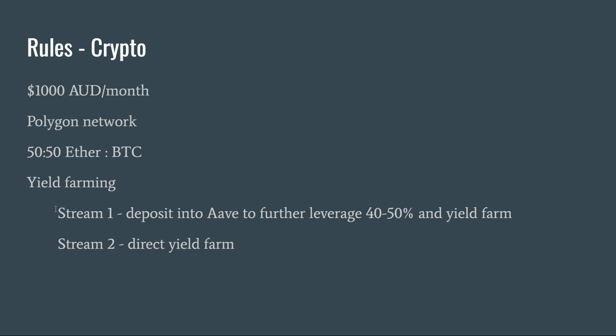To further complicate that, I was going to put half of that Ether and Bitcoin into Aave, which would allow me to further borrow another 40 to 50% and then use that 40 to 50% to yield farm, whereas the second stream I was just going to directly yield farm. For those who don't know what yield farming is, it's when you deposit a certain amount of cryptocurrency and then you get rewarded for providing liquidity, or providing those tokens on an exchange to trade.